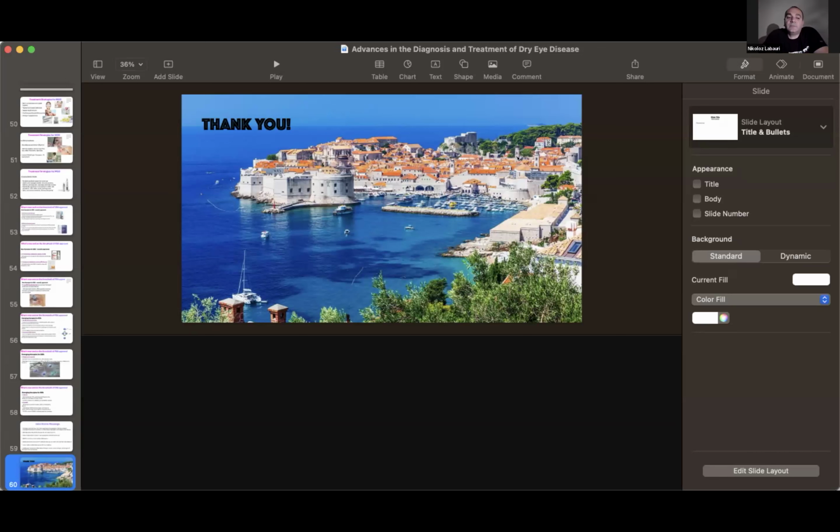Okay, so except the tear breakup time and the Schirmer test, which are more conventional and traditional, you do these two tests with the staining and inflammatory MMP, yeah. Okay, thank you.